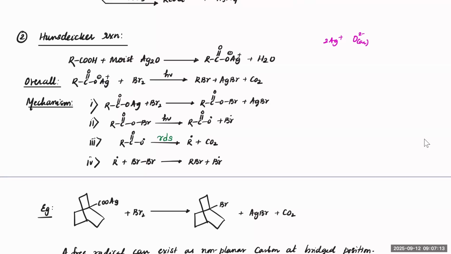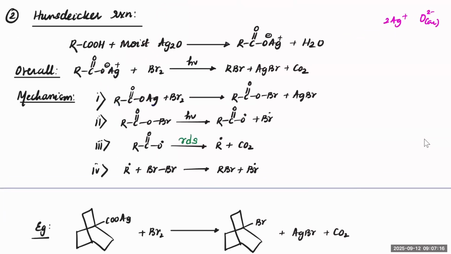See the mechanism steps. This silver salt reacts with Br2 in the presence of light. So you will get AgBr forming here and RC double bond OBr forming here. Now, in the presence of light, this bond will again break into a dot here and a dot here. That's how you'll get a bromine radical and a carboxylate radical. Just like in Kolbe electrolysis, we learned that once you get a radical, it will slowly decarboxylate. So CO2 will go away, R dot will form, and this R dot will react with Br2 again, remove one more Br, and get RBr.